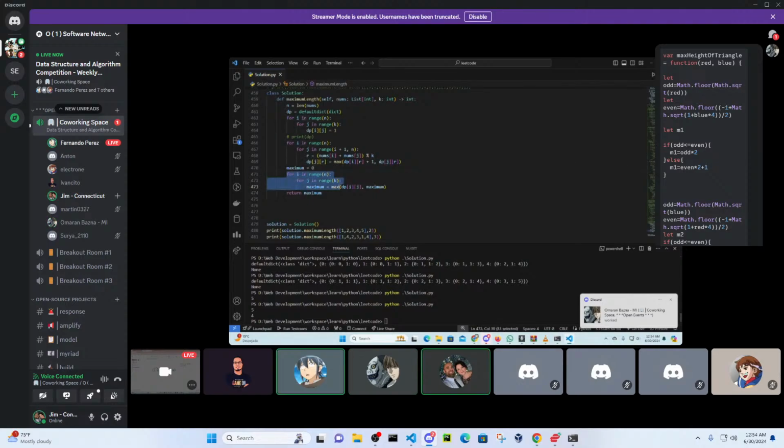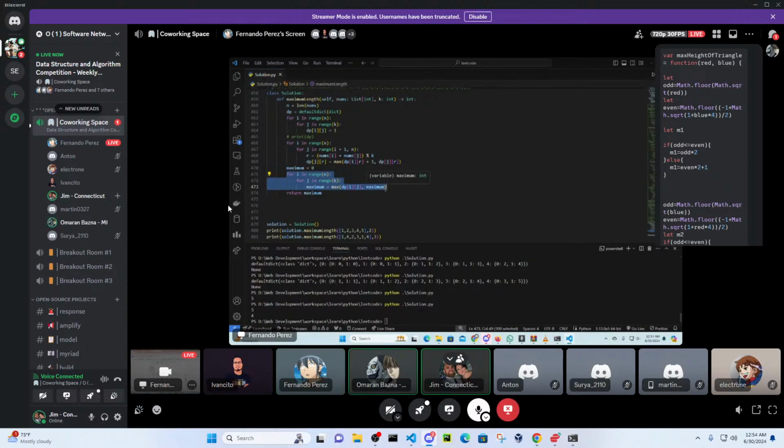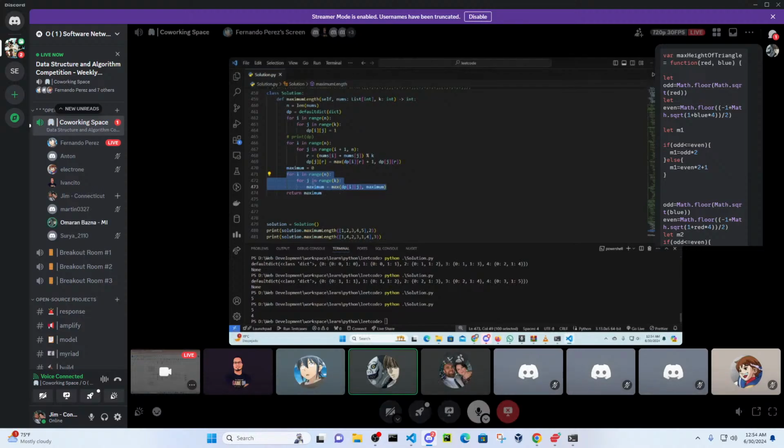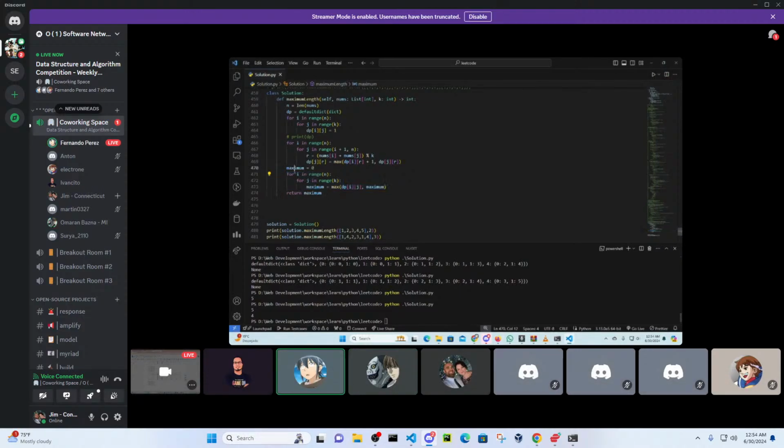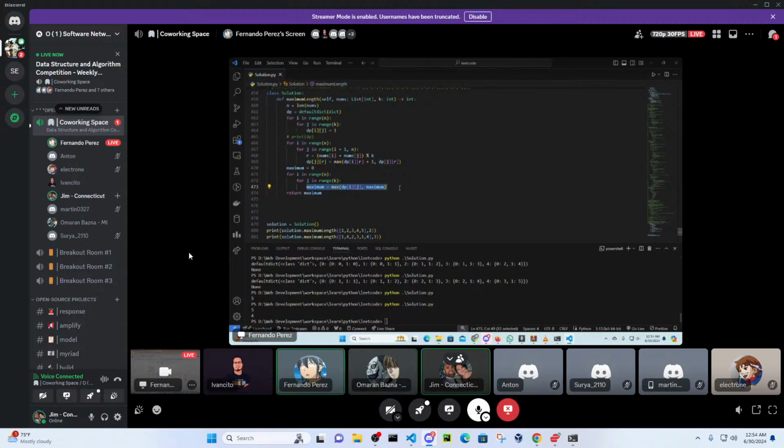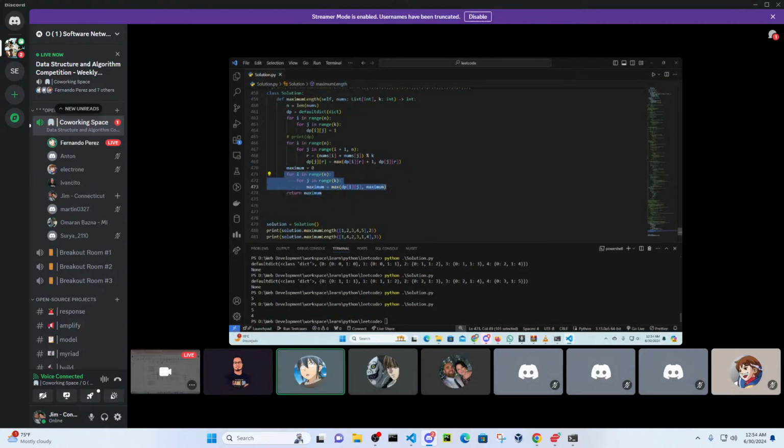Yeah, and then you're counting at the end. As you say, Jim, you just need to select which is the maximum. Yeah, and the cost is just n squared, where n is the size of the array.